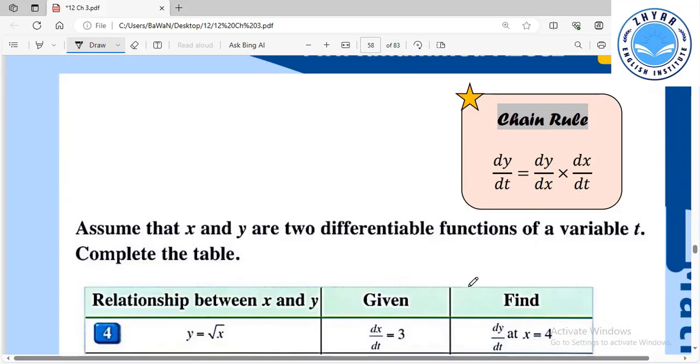Okay. Another type of rate of change is chain rule. Chain rule is a very important rule. dy over dt is equal to dy dx multiplied by dx dt. This rule must be memorized. It's very important. Now if you look at this rule, we have 3 terms: dy dt, dy dx, dx dt.